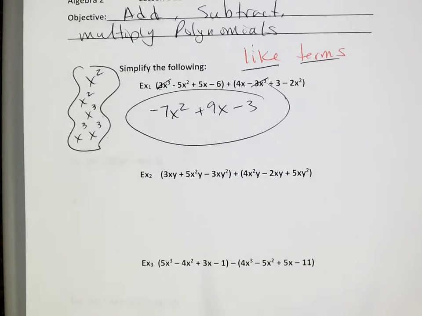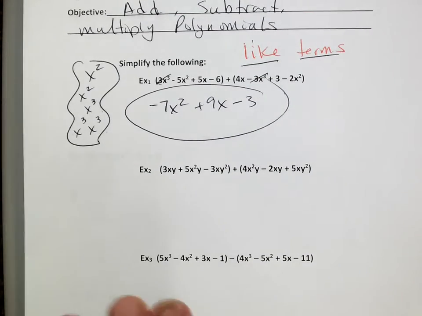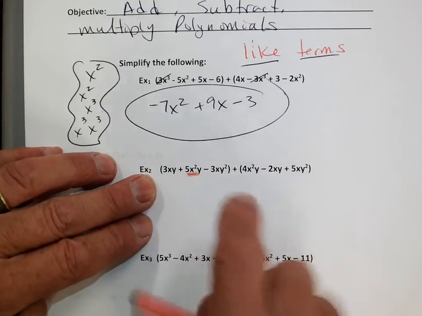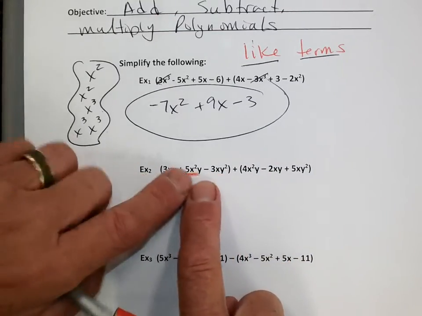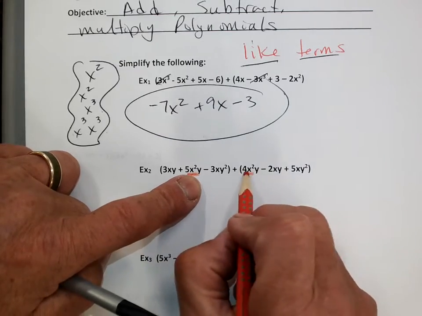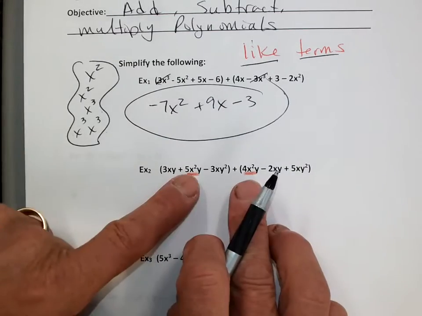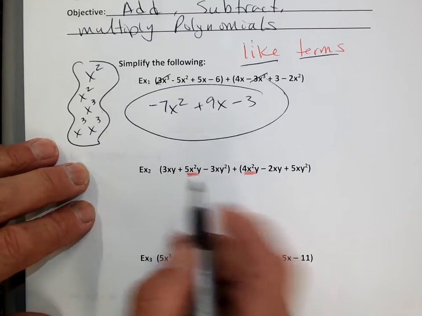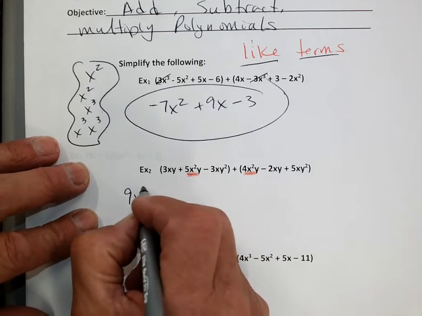Okay, number 2. Just the same kind of stuff, a little bit bigger, but we just have to be careful what's the same. So an x squared y is not the same thing as an xy squared. So I get an x squared y here, another x squared y here. So if I add these two, I get 9 x squared y's. And that's what I have. I have 5 of these and 4 of these. So what do I have? I get 9 x squared y's.